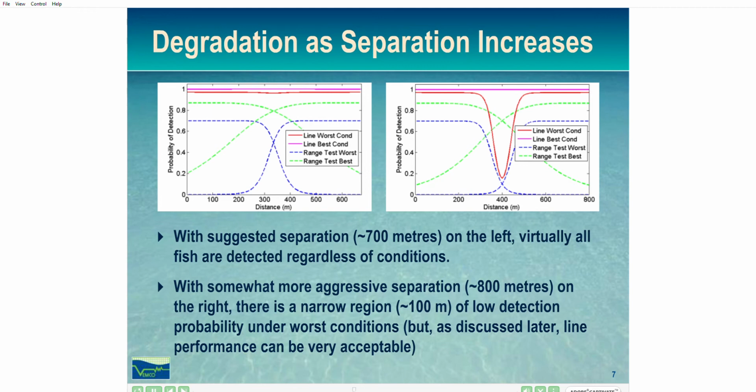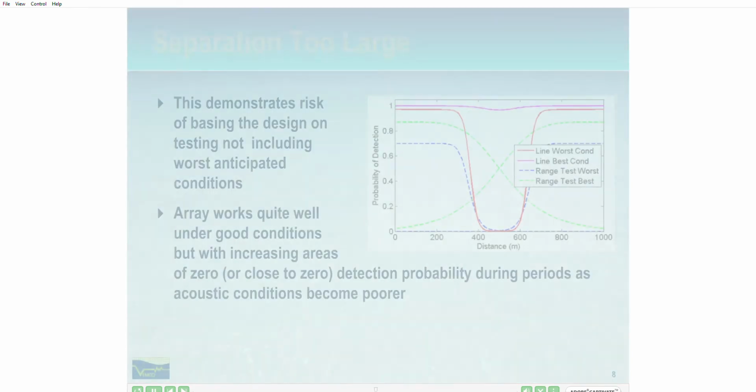Let's try 800 meters. As you can see from the green and blue lines, the detection probability of a VR2W detecting a tag reduces to as low as 0.1 in the middle between the receivers. So what does that mean in terms of detecting our fish? It means that in this example, there is a small 100 meter corridor in between the receivers where fish are not likely to be detected in poor conditions. In good conditions, all fish are reliably detected. This design still gives good results in most conditions.